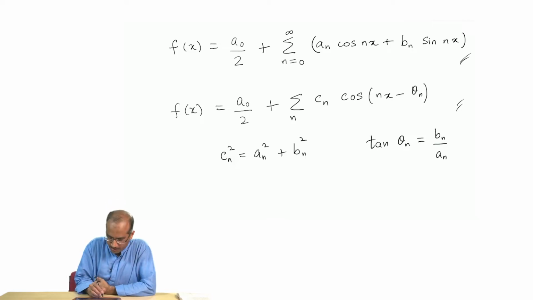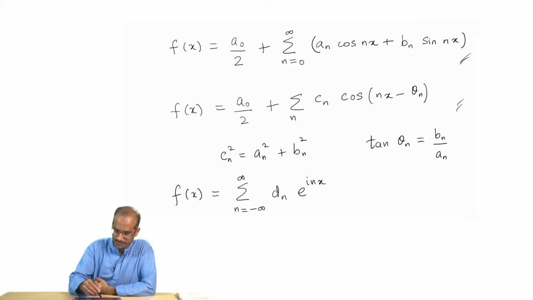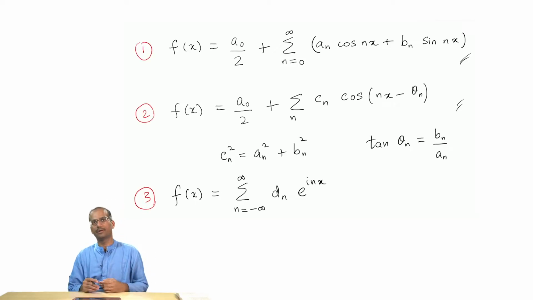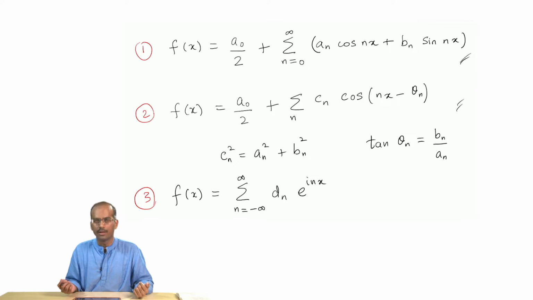And another possible representation of the Fourier series is in terms of e power i n x. So, I have three different ways of representing the Fourier series. Depending on the problem at hand, sometimes one of these is easier to handle than the other. In either case, whichever one that you choose to work with, you cannot escape from determining the unknowns.